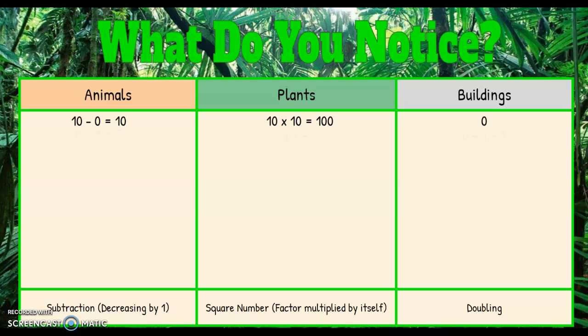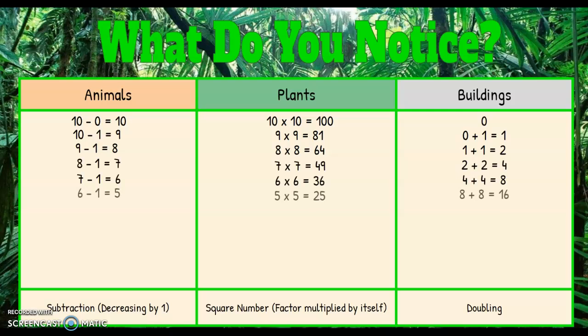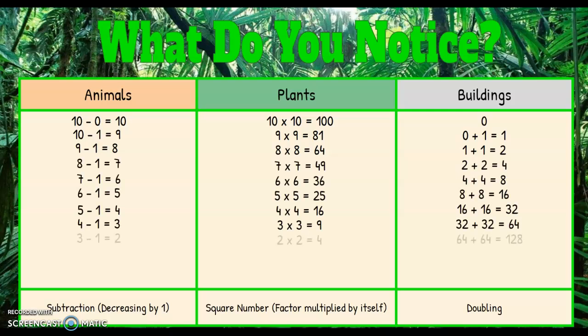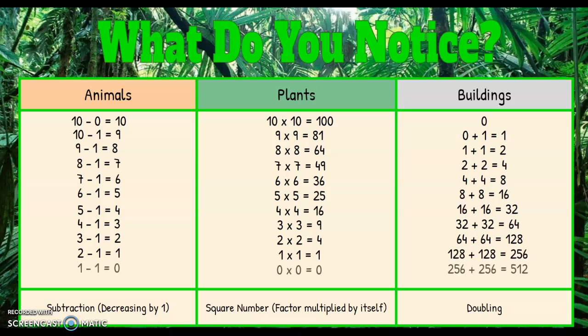I'm going to enter these equations straight down. I want you to take some time to figure out what patterns you're seeing. I see the animals are subtracting or decreasing by 1. I see the plants are squared numbers. Square numbers are when a factor is multiplied by itself, and the buildings are numbers that are doubled. See if you can talk about these patterns, go back and look at the pictures, and think about what might happen next in Uno's garden.